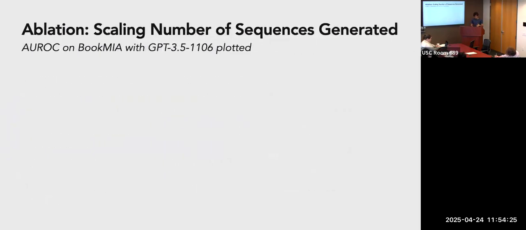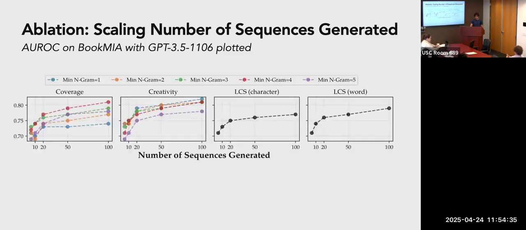Okay, and then I'll have just 3 more results slides. I know we've had discussions throughout the talk, but I'll try to leave at least 2 minutes for final questions. Something very interesting we found is, we did a couple of ablations. One is we scaled the number of sequences, this D parameter, versus the performance. If you look at the x-axis here, 10, 20, 50, 100, that's the number of sequences we'll generate to match to a suffix. And then we plot the AUROC on the y-axis with these different metrics that we have, coverage, creativity.